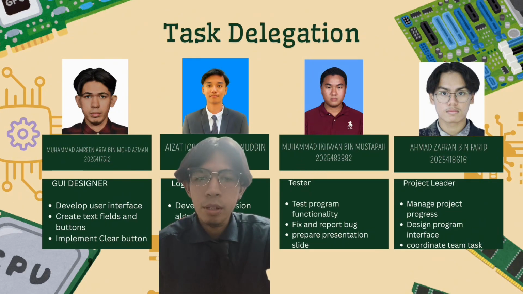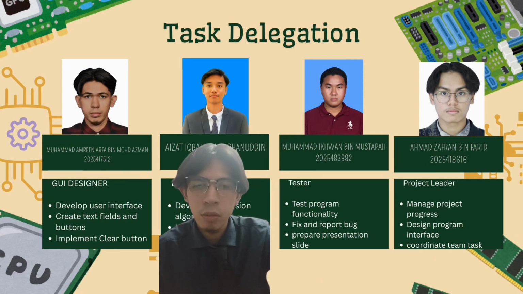Hi, my name is Muhammad Amrin Alfa bin Muhammad Azman. You can call me Amrin. My matric number is 2025410512. My job is GUI designer. I will develop the user interface and create the text field and buttons. And then I will implement the clear button for the user.